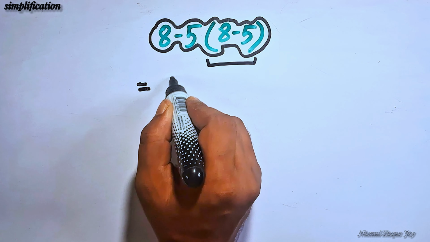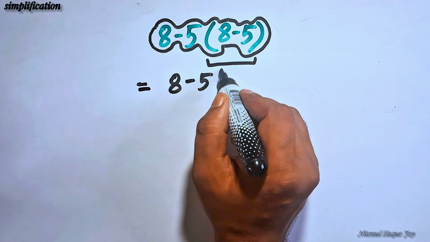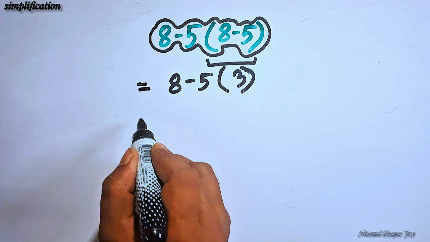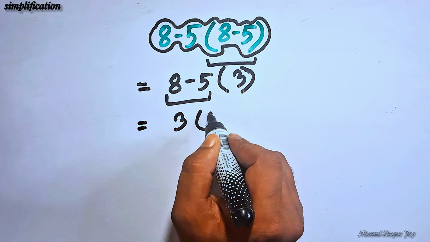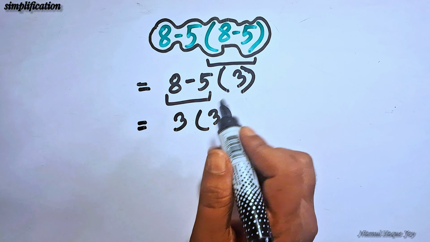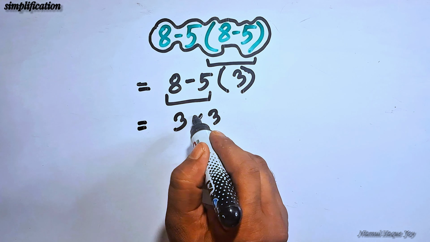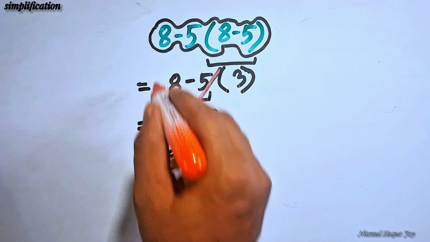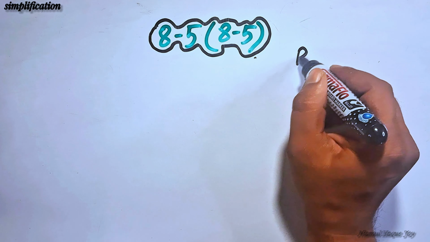Today we'll do a simplification problem. 8 minus 5 is equal to 3. It is in the first bracket. If we eliminate the bracket, we can write 3 into 3. Then 3 into 3 is equal to 9. But it is totally wrong because we didn't follow the PEMDAS rule.